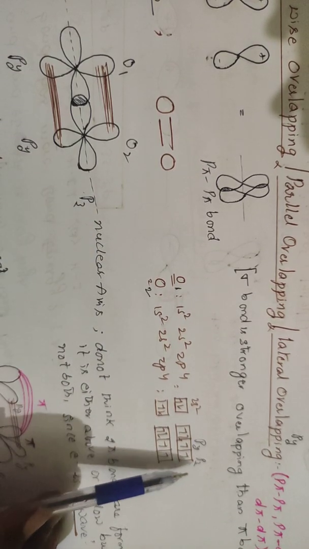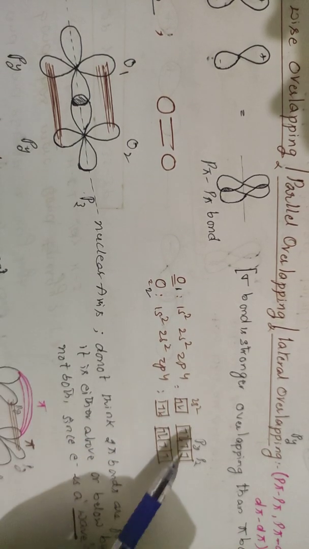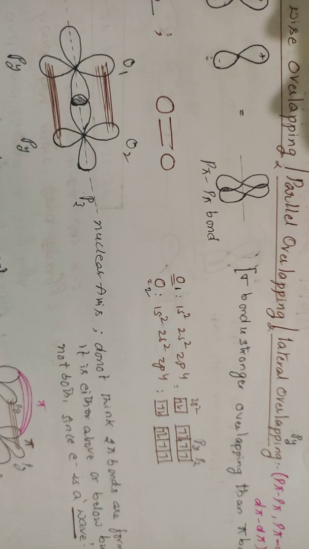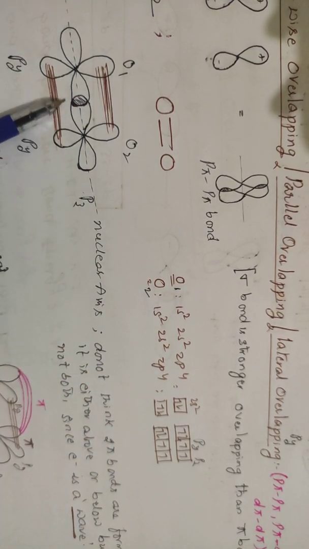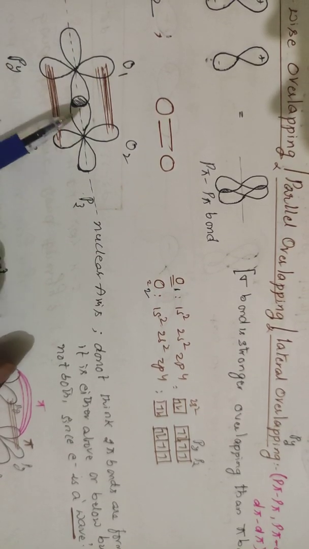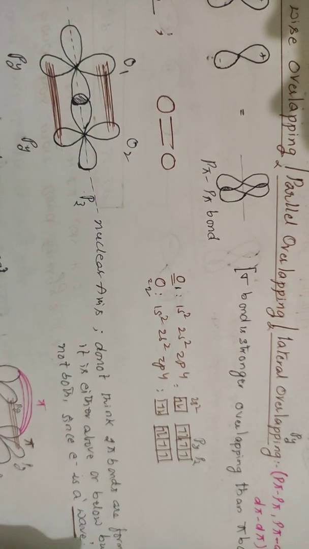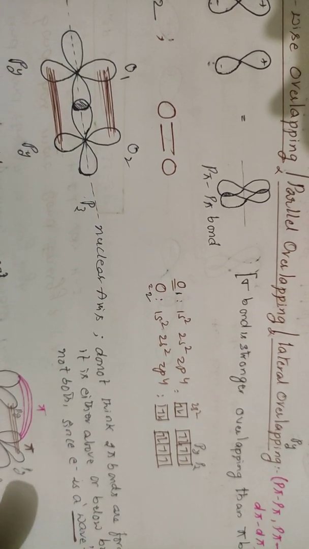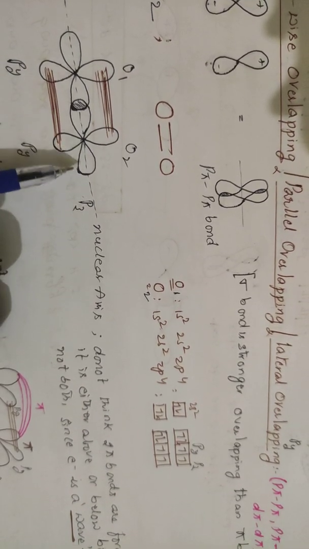So totally, what happens? One among these two, px or pz, may be overlapping sidewise, and the other one results in the formation of the pi bond. So how many pi bonds will you be having? One pz of this oxygen atom and the other pz of the other oxygen atom combine together and form the sigma bond. I have already said pi bond formation will occur only after the formation of the sigma bond. As we are having 4 electrons, how many bonds should be formed? You should be forming 2 bonds. Among the 2 bonds, the first bond formed is the sigma bond. So the first sigma bond is formed between pz, pz.